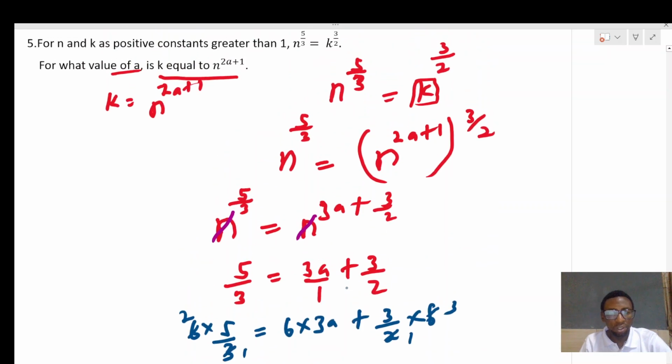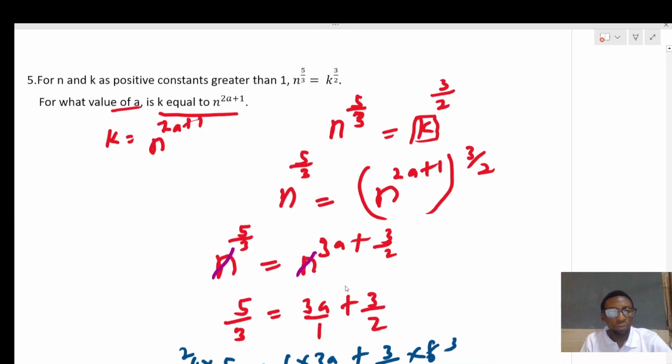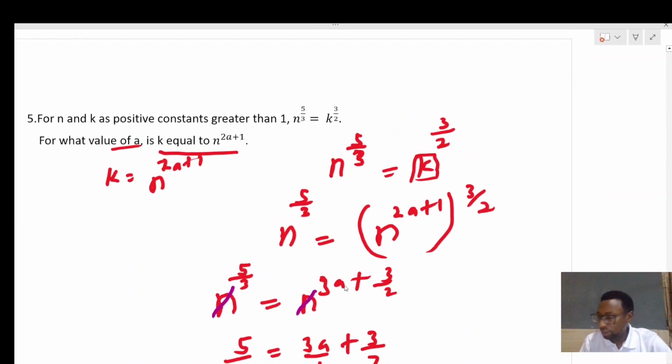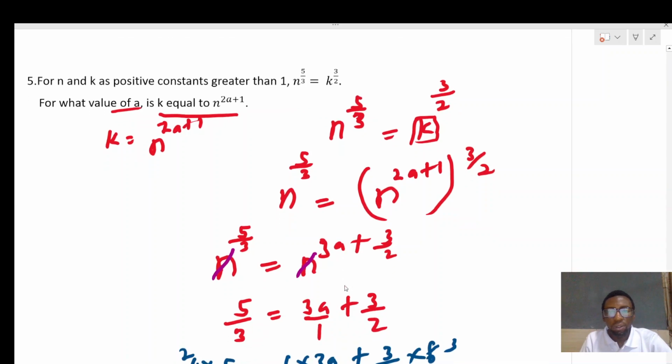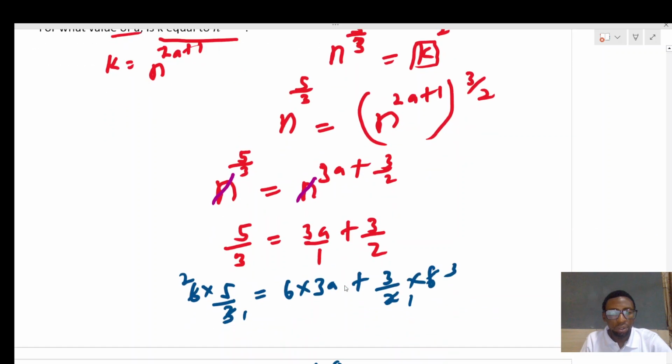Let's check our workings to make sure I didn't make any mistake. Okay, it's 5 over 3. I think that's it. So we find the LCM at this point, and we multiply everything by the LCM: times 6, times 6, times 6.